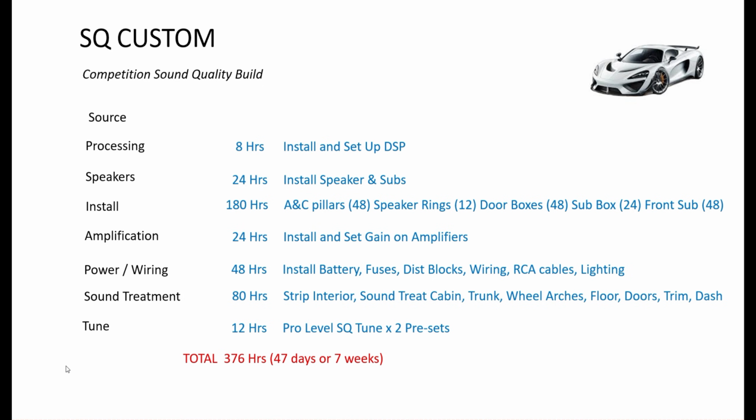They can usually be hundreds of hours. I've seen builds that are 700-800 hours in length, right, or more. So 400 hours to do a custom build sounds about right.